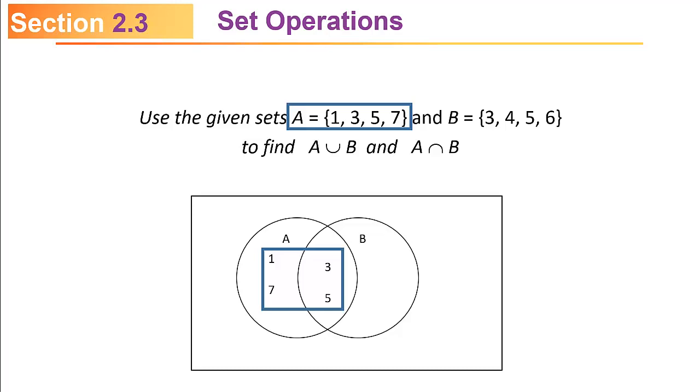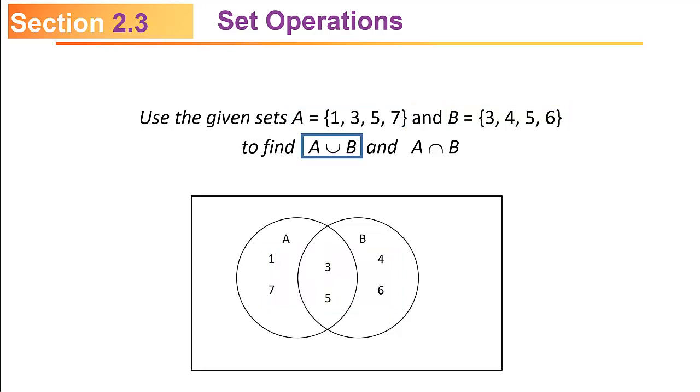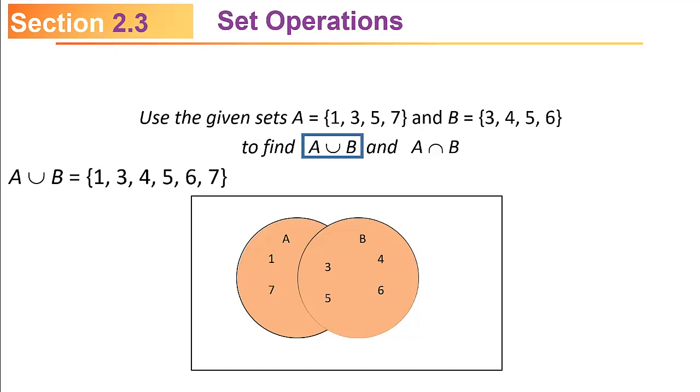A is a set containing the elements 1, 3, 5, and 7. B is the set containing the elements 3, 4, 5, and 6. And notice that 3 and 5 are in both sets, so I put them in the intersection of A and B, in the overlapping area between the circles A and B. So if I want to find A union B, I'm looking at what's in A or B or both. So anything that was in either one gets tossed into the union. So the union of A and B is a set containing 1, 3, 4, 5, 6, and 7.